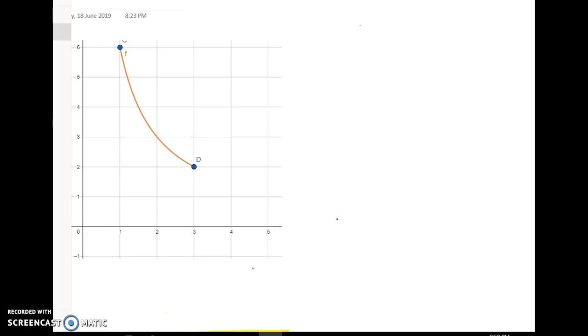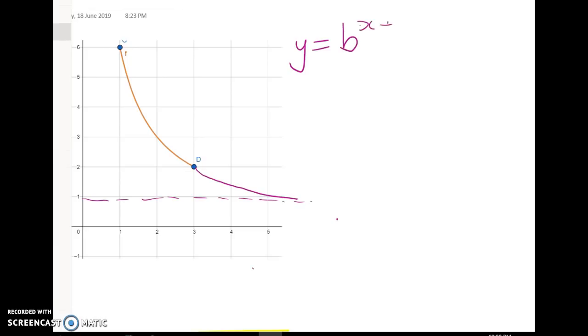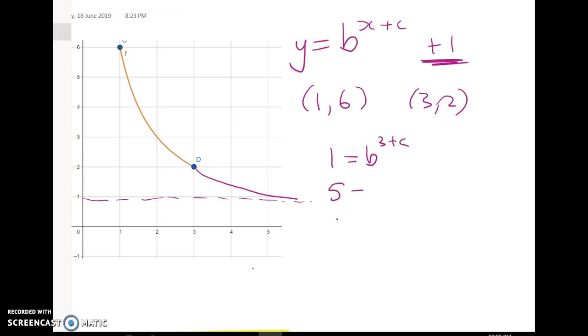So just going back to where we'd got to, we decided that we would model this with an exponential. And we figured out that we were safe to assume that there was a horizontal asymptote at 1. So the form I had in the first video was y is equal to some base, b to the power of x plus c, plus 1. The plus 1 is because I'm making an assumption about the asymptote. Then I substituted in the 2 points, which are (1, 6) and (3, 2). I chucked those in and I got 2 simultaneous equations. I got 1 is equal to b to the power of 3 plus c, and 5 is equal to b to the power of 1 plus c.